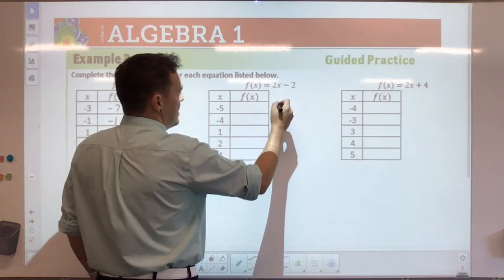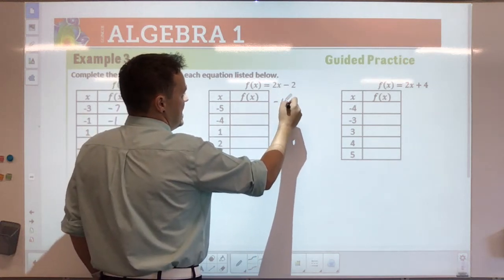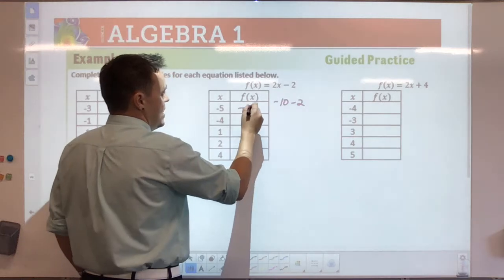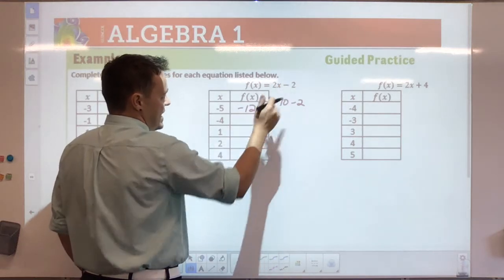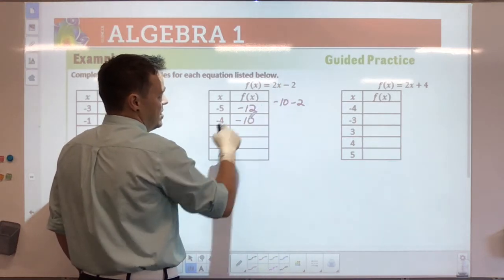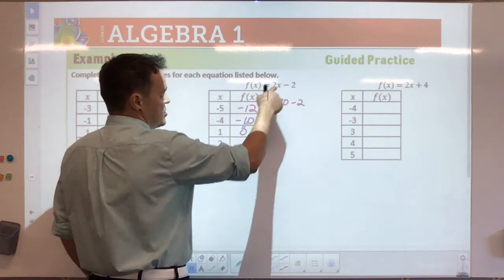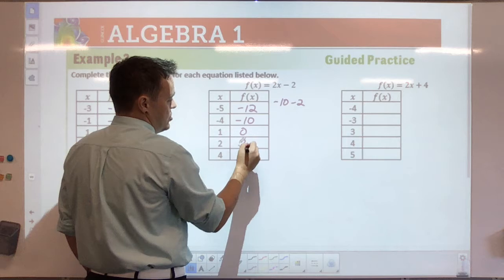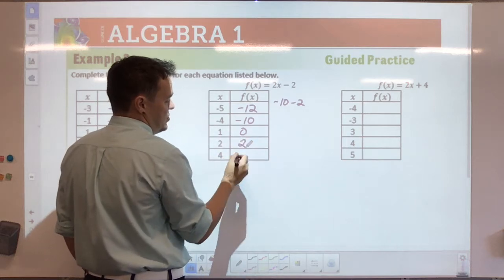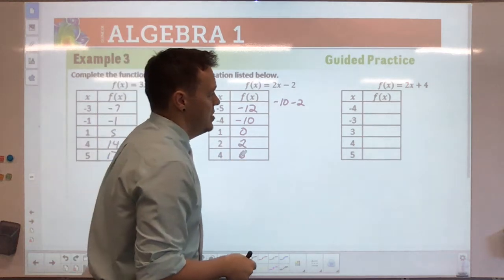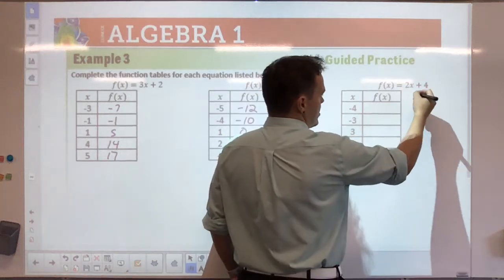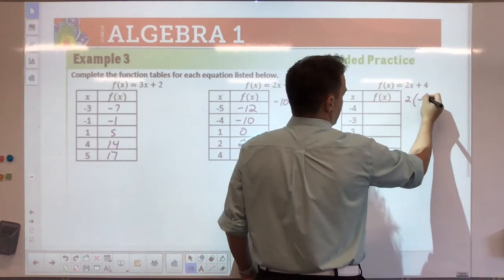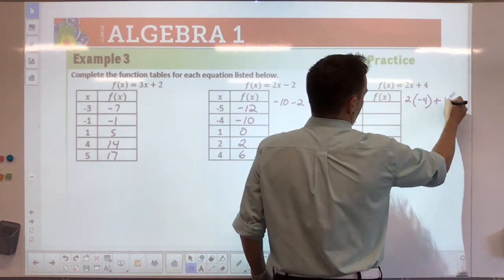So 2 and negative 5 would be negative 10 minus 2, that's a negative 12. Put a 4 and that's a negative 8, that'd be negative 10. A 1 would be a 0 because 2 minus 2. A 2 would be 4 minus 2, which is 2, and then that would be 8 minus 2, which is 6.